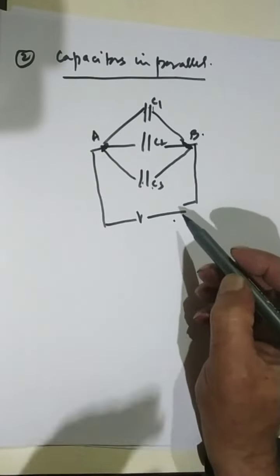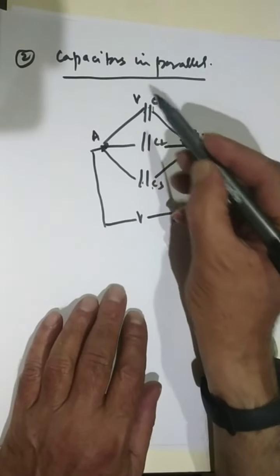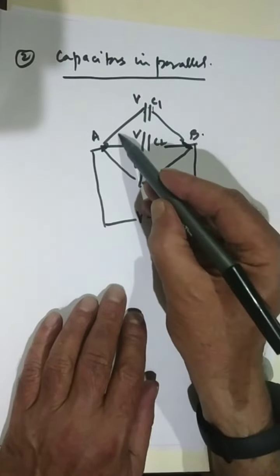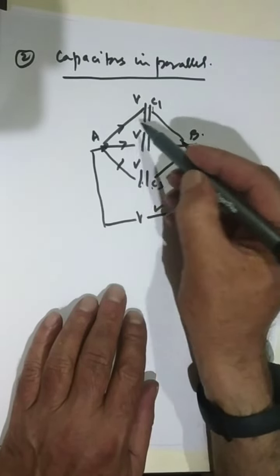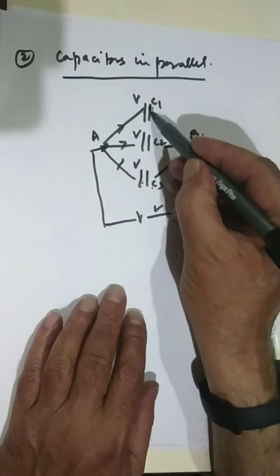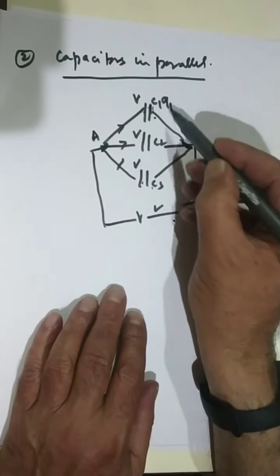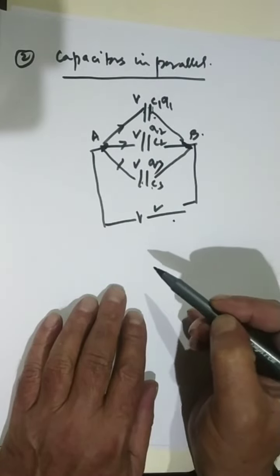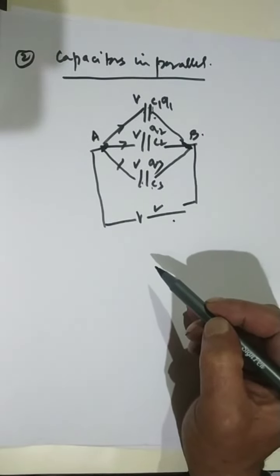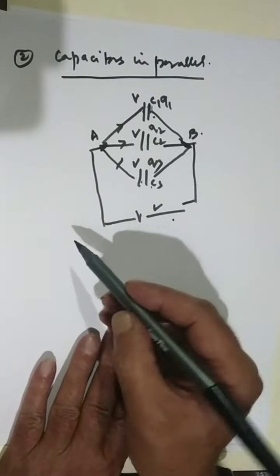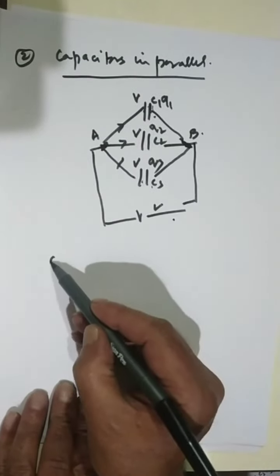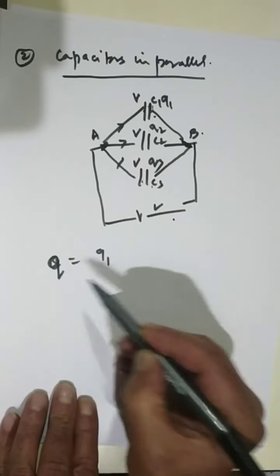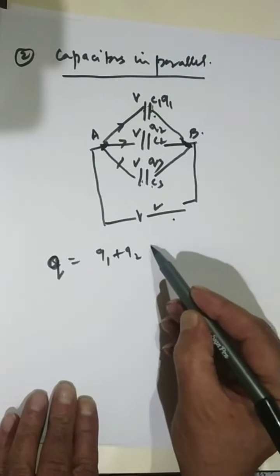In this case, the potential across all the capacitors will be the same, that will be V, which is applied here. But because of branching, charges will be different. Let us say the charge on this is Q1 as per its capacity, charge on this is Q2, and charge on the third capacitor is Q3. Okay. Now here, if the total charge of this system is Q, then it will be equal to Q1 plus Q2 plus Q3.